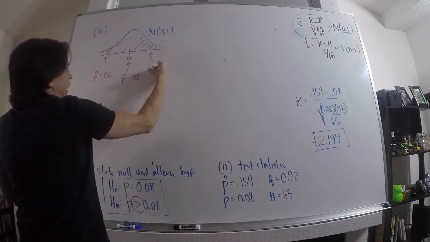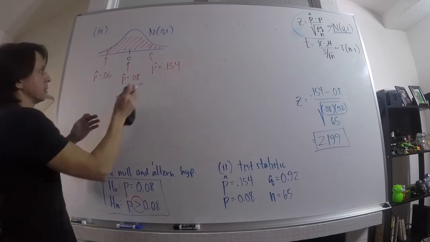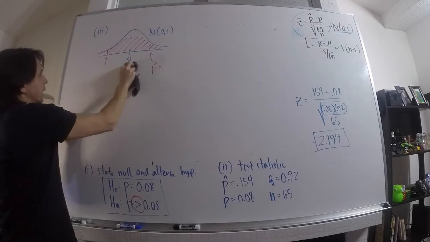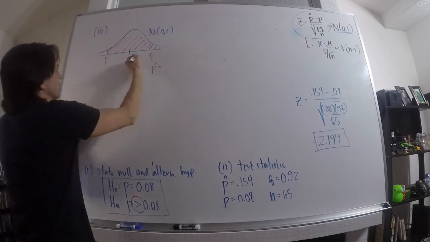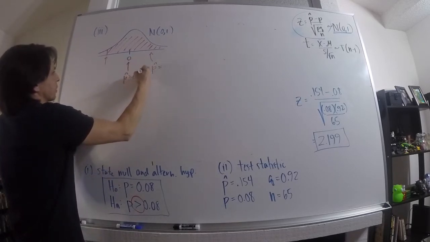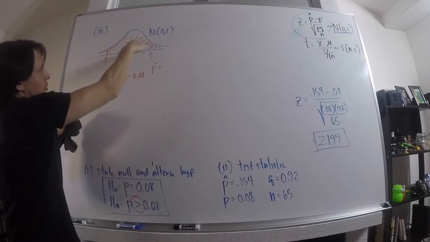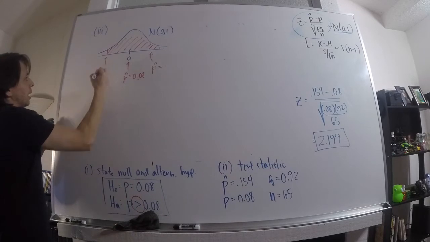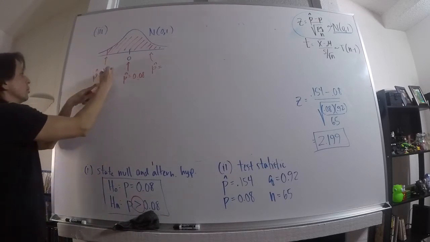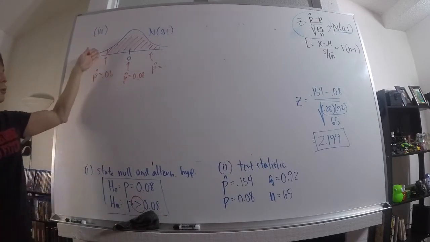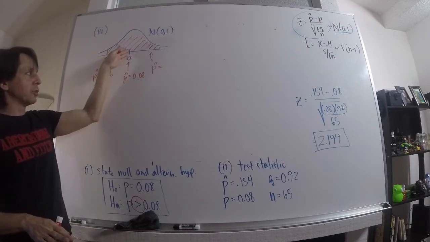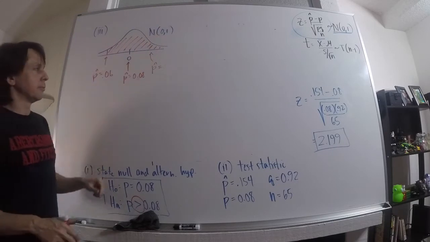If you get a p-hat equal to 0.154, let's say, or sorry, I shouldn't be drawing these p-hats on here. Well, okay, it's fine. These are actually z-scores here, but okay. A p-hat of 0.06 will end up with a z-score there, and your p-value is going to be that way. But a p-hat of 0.08 means you get a z-score of exactly 0, and the p-value is going to go that way.